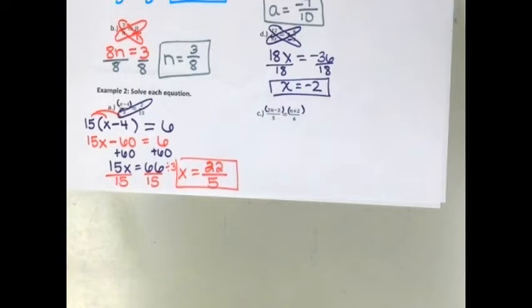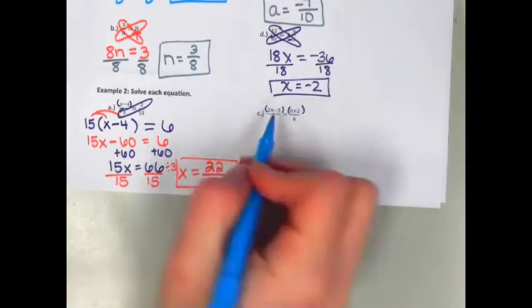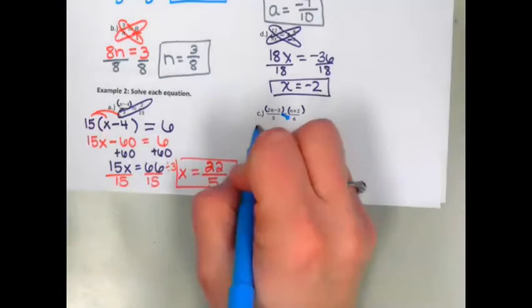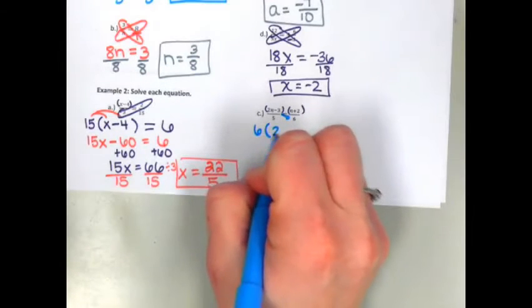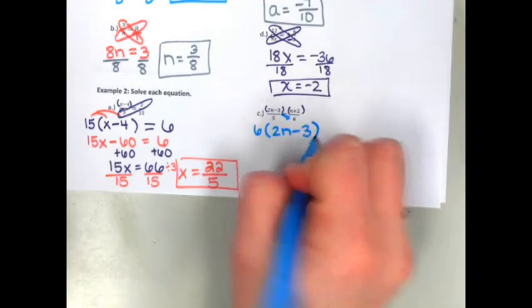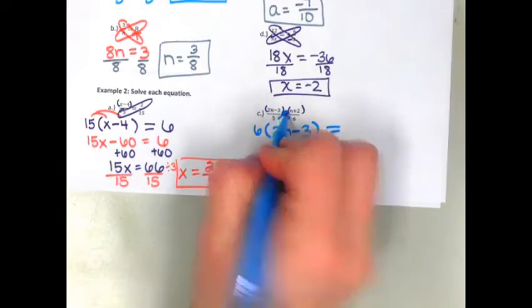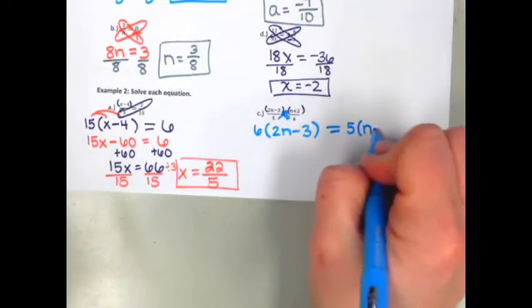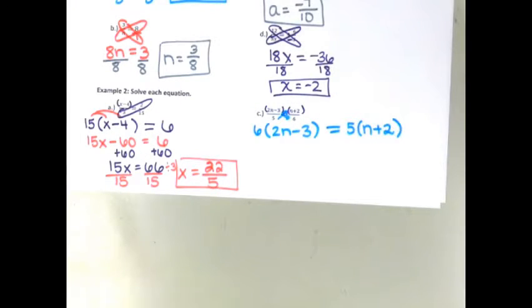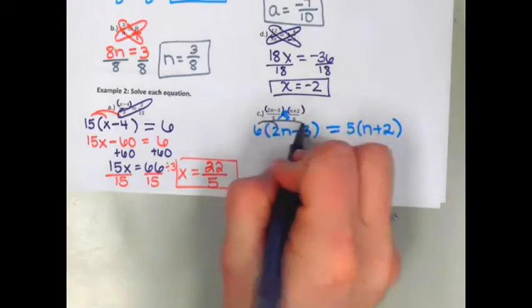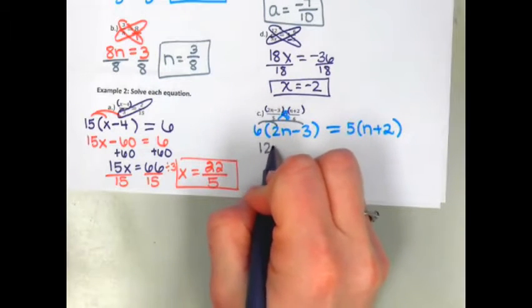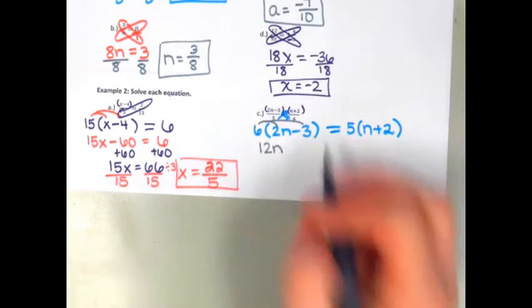All right, does it matter which multiplication I do first, which diagonal? No. So I'm going to go ahead and just go down. So I'm going to take 6 times this quantity of 2n minus 3 equals what? That means 5 times n plus 2. And now we're going to distribute, correct? Yeah. 6 times 2n, 12n. 6 times negative 3.